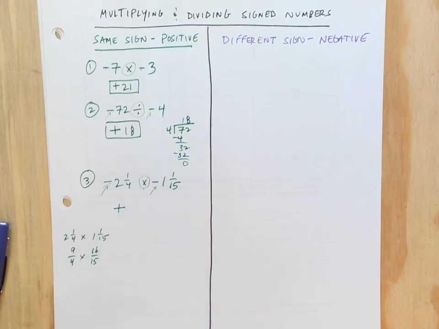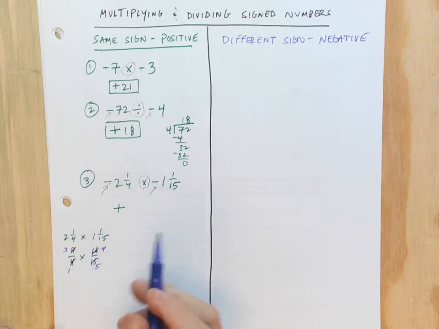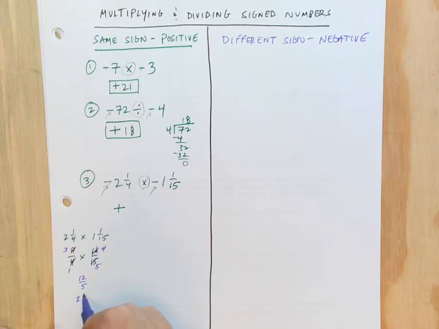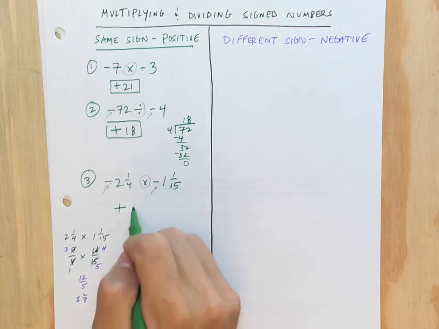I make these improper. I see that there's some simplifying I can do. 4 goes into 4 once, and 16 4 times. 3 goes into 9 3 times, and 3 goes into 15 5 times. Gives me 12 over 5, or 2 2/5. There's another video online about this process, multiplying mixed numbers, if you forget how to do that. So my answer is positive 2 2/5.